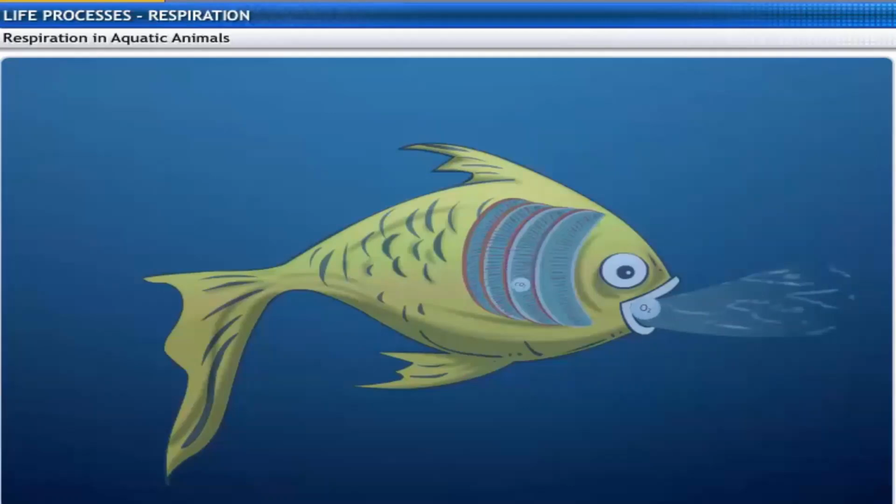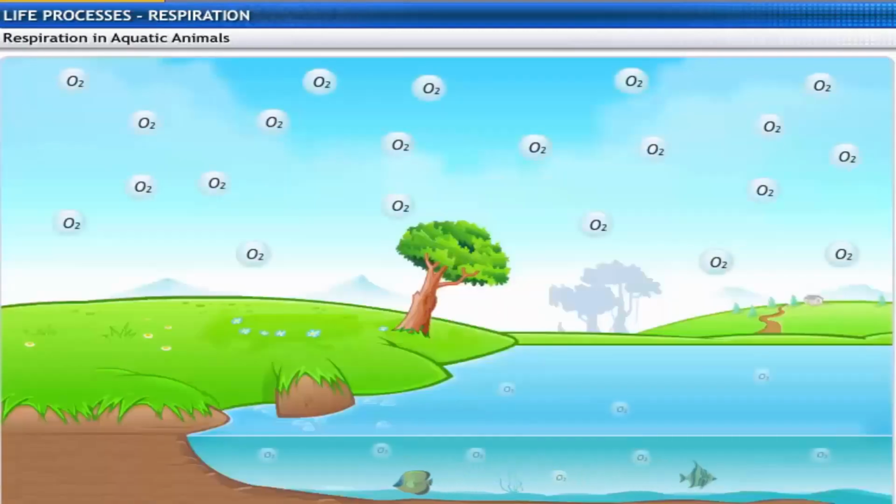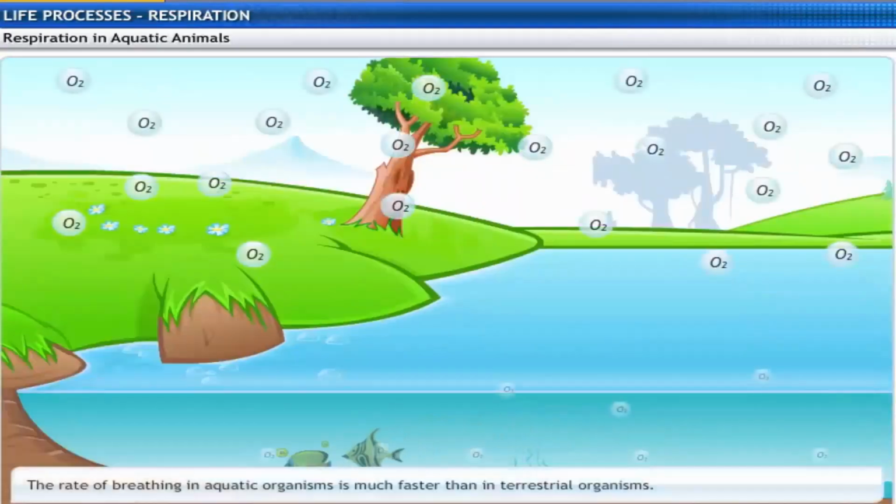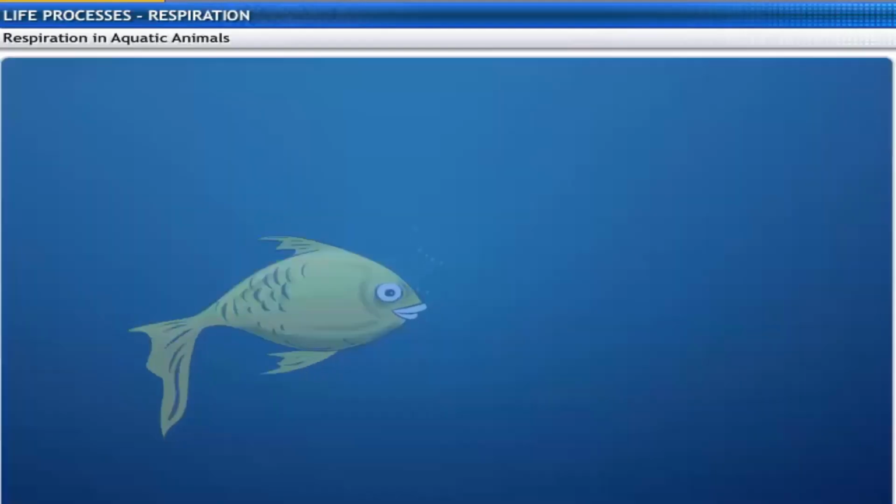Fish take in water through their mouths. This water has dissolved oxygen in it, which diffuses into their blood. The water is then forced out through their gills. The amount of dissolved oxygen in water is much lower when compared to the amount of oxygen in air. So, the rate of breathing in aquatic organisms is much faster than in terrestrial organisms. This is why a fish opens and closes its mouth a far greater number of times as compared to the number of times you breathe in and out.